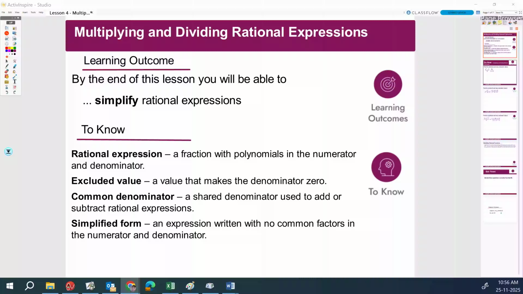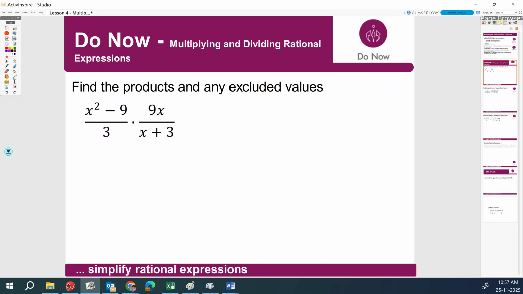Okay, welcome. So today we're going to be working with multiplying and dividing rational expressions. Our goal is to learn how to simplify rational expressions. So have a go now at this do now. Pause the video if you're following at home.